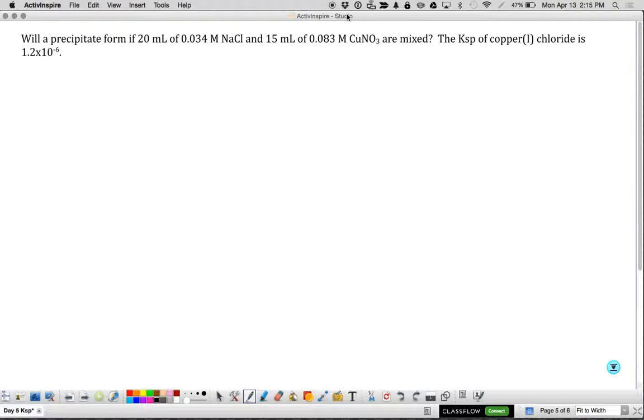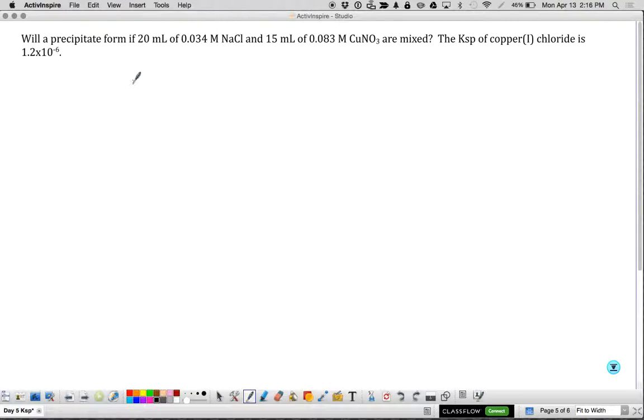So this question is, if I mix these two solutions, will a precipitate form? And the way that we've done this in the past is just by looking at the solubility rules. But this time we're going to use KSP. And there are a couple of different options. So let's look at what's going to happen, and we can decide where we want to go from there.